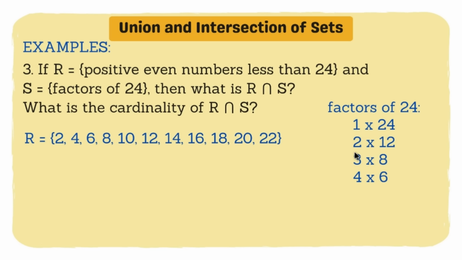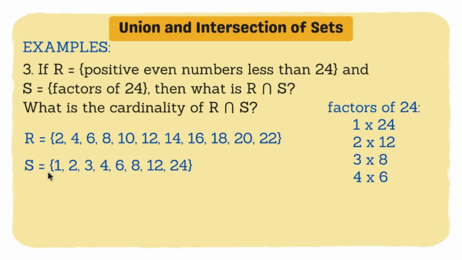We have 1, 24, 2, 12, 3, 8, 4, and 6. So, we can now list them down here. That will now be the elements of set S. Okay, I repeat, 1, 2, 3, 4, 6, 8, 12, and 24. Now, our first task is to get the intersection. Okay, ibig sabihin, ano yung common sa dalawang set?